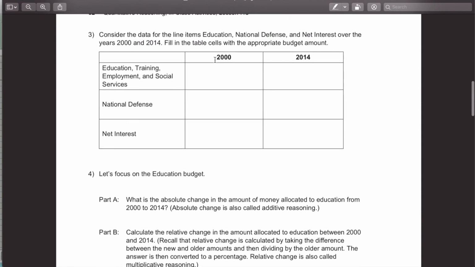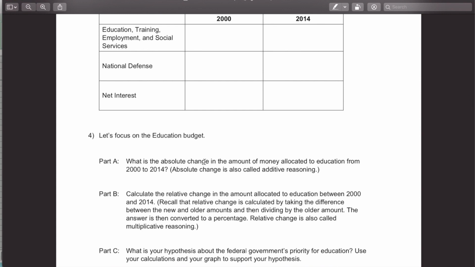If you want to know how it changed from 2000 to 2014, we can just subtract the two and see how much they increased or decreased by. So this is called additive reasoning because it's like asking how much should we add or subtract to go from 2000 to 2014.